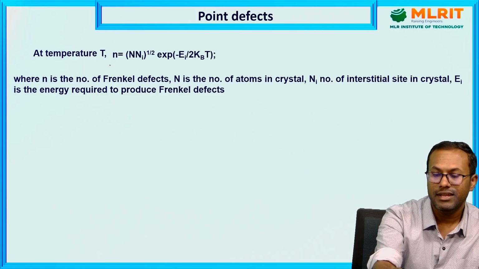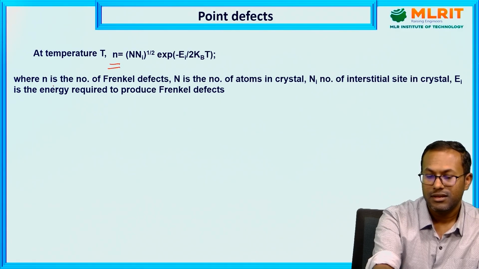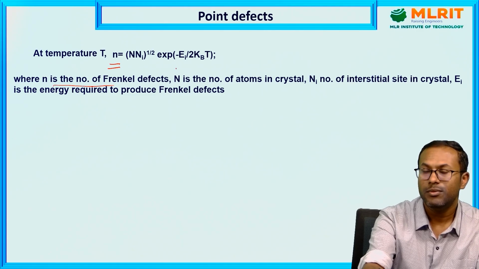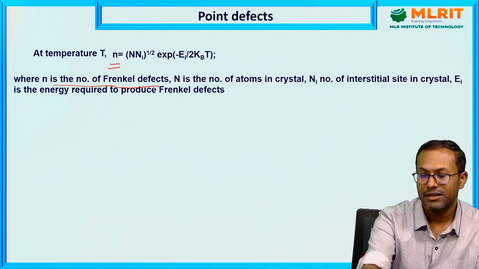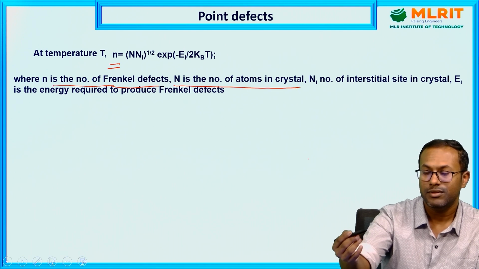What is n? n is the number of Frenkel defects at a particular temperature. What is the expression for this? n equals the square root of N times Ni, times e to the power minus Ei by 2 kBT. What is n? That is the number of defects created, Frenkel defects. N is the number of atoms present inside the crystal without defect at that time.